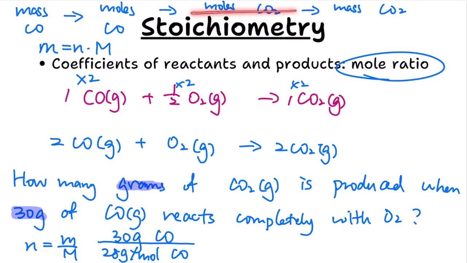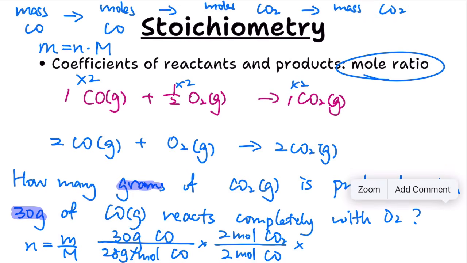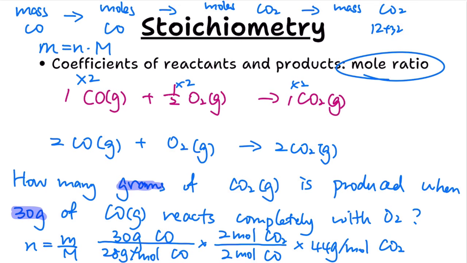Now I will convert it to number of moles of the carbon dioxide. For 2 moles of the carbon monoxide, 2 moles of the carbon dioxide are produced. So I will multiply by this mole ratio of 2 mole to 2 mole. And eventually I will have to convert this to the mass of the carbon dioxide by multiplying with the molar mass of the carbon dioxide, which is 44 grams per mole. That's it.